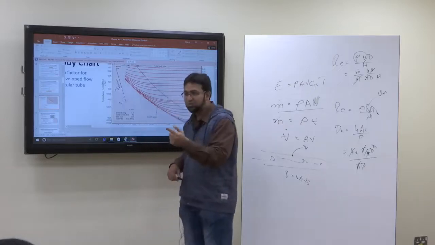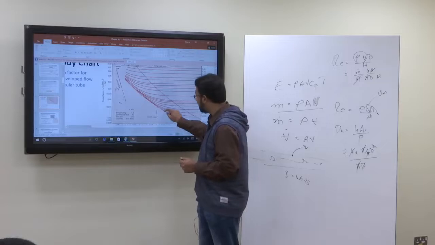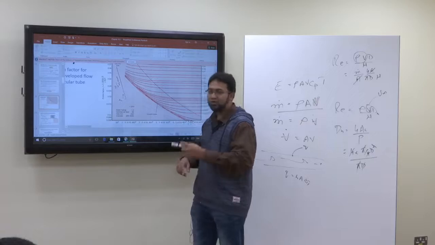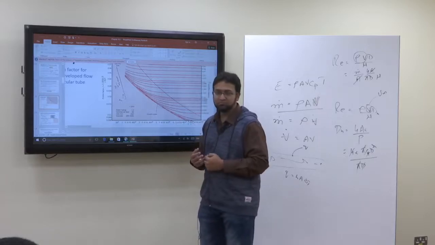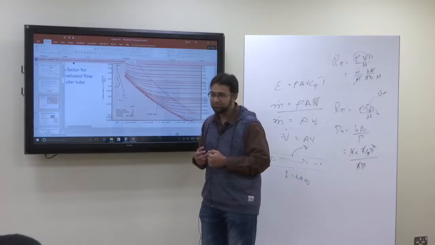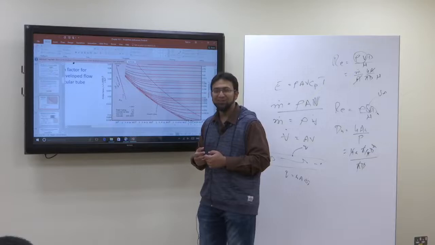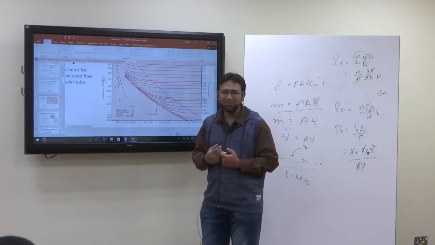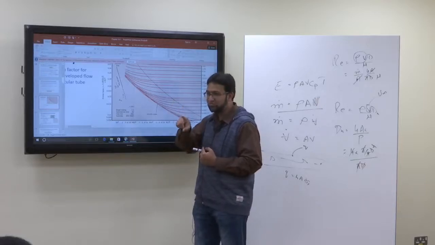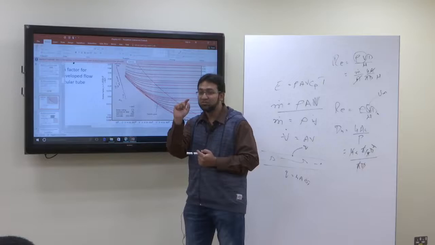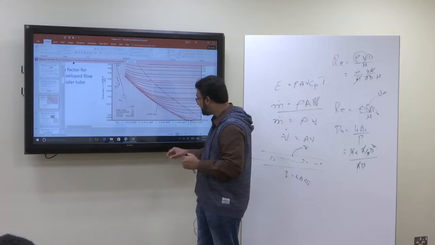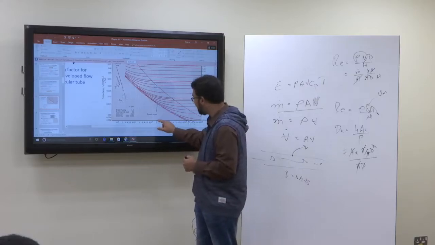If you know what pipe you are using and the Reynolds number, suppose you are using a cast iron pipe with a diameter of, say, 100 millimeter. You will find E by D. E is in micrometer, diameter is in millimeter, so you will know the relative roughness. If you know the flow inside this pipe, you will know the Reynolds number. Suppose the Reynolds number is this.